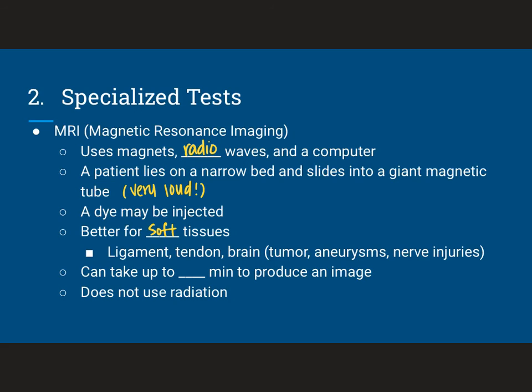Unfortunately, it can take up to 30 minutes to produce an image. That means you have to lie down still for 30 minutes. Because it's very loud and takes a long time, you probably won't have very young children have an MRI unless it's very necessary. And you probably won't ask people who have anxiety attacks or are claustrophobic to be inside for a long time either. And just to make it clear, because we're using magnets and radio waves, this one does not use radiation.